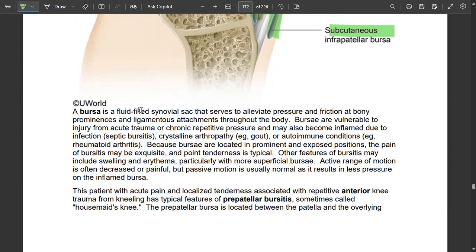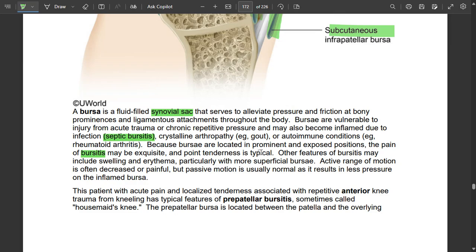Now, what is a bursa? It is a fluid-filled synovial sac that serves to alleviate pressure and friction at bone joints and ligament attachments throughout the body. But bursae are vulnerable to injury from acute trauma or chronic repetitive pressure, and they may also become inflamed due to infection, like septic bursitis, crystalline arthropathy like gout, or autoimmune conditions like rheumatoid arthritis. Because bursae are located in prominent and exposed positions, the pain of bursitis may be exquisite and point tenderness is typical.